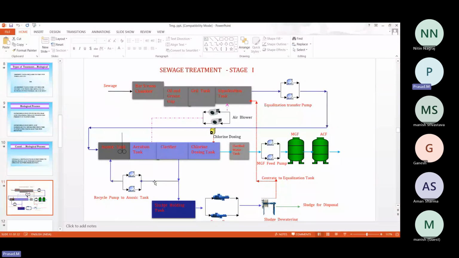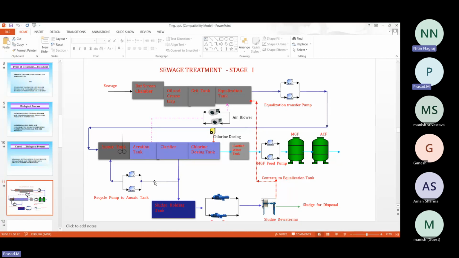Instead of a multigrade filter, you can use a pressure sand filter also. In a pressure sand filter only fine sand is there. In a multigrade filter, both coarse as well as fine sand are there. So that's why the pressure drop in a multigrade filter is lesser compared to a pressure sand filter. This is the reason, because it has coarse as well as fine sand. And then it will go to the activated carbon filter.